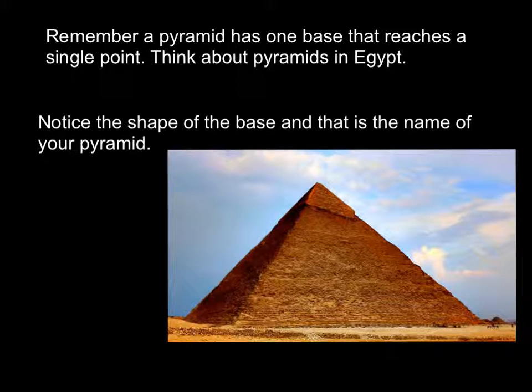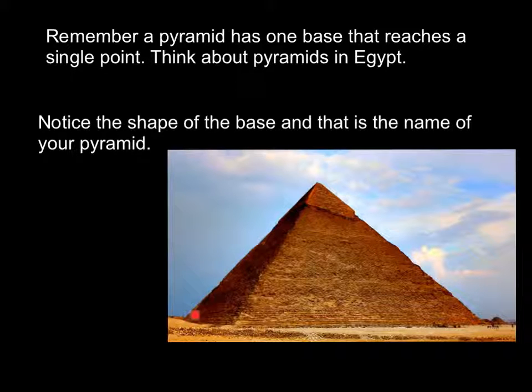Now remember, a pyramid has one base and then it reaches up to a single point. I always think about the pyramids in Egypt like this picture we have here. You'll notice here's the base. This is a square or rectangular pyramid, and then they all reach up to a point. Now notice the shape of the base, and that is the name of your pyramid.